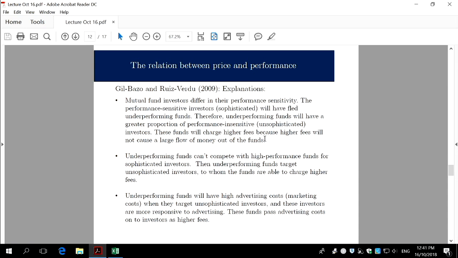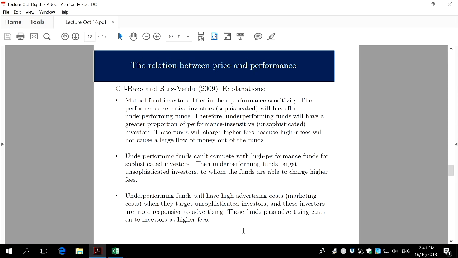Those two stories are very similar to each other, but what's the difference? The difference is, in the first story, the smart investors run away from you, so you can charge higher fees to the rest. In the second story, at the beginning, you just target those unsophisticated investors. You just give up. I don't want to target those smart investors. I just target those unsophisticated investors so I can take advantage of them.